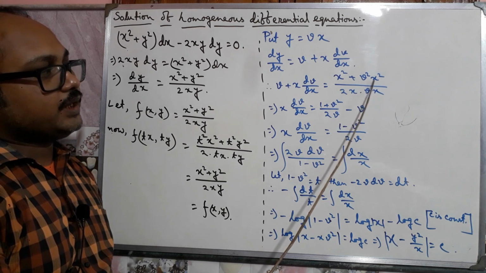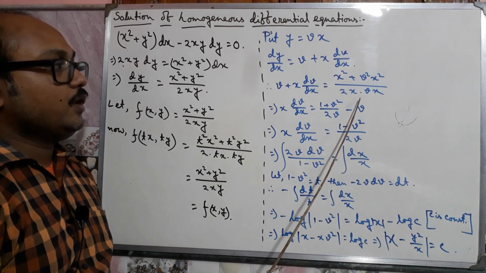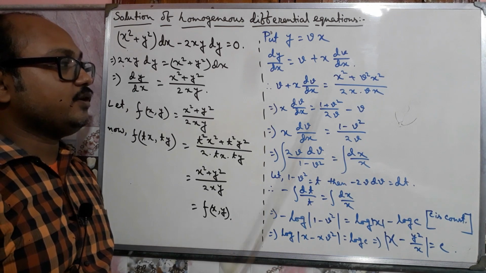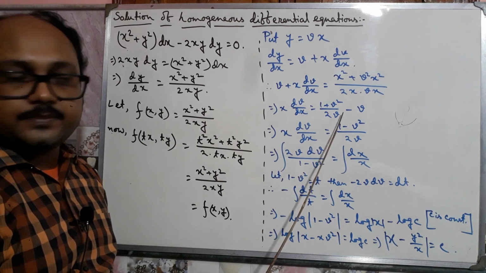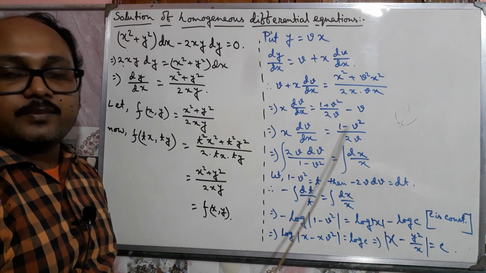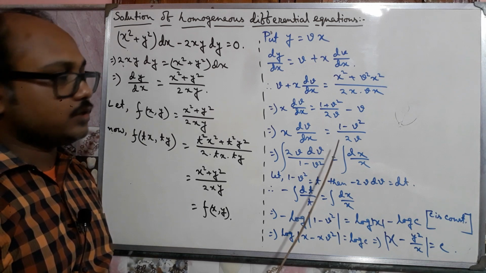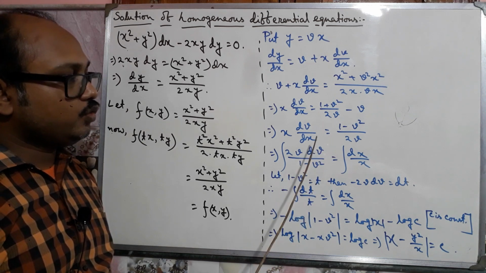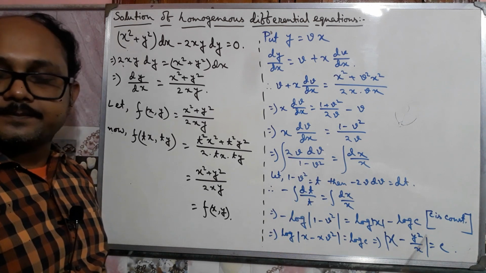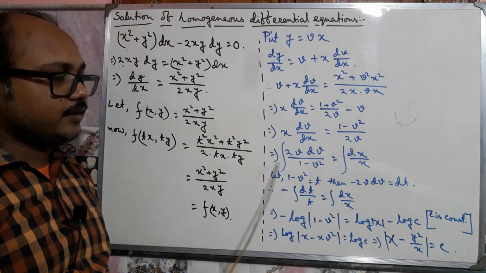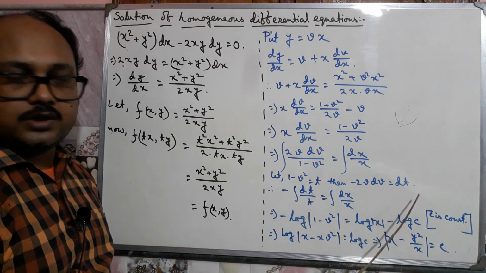Now, taking common x square in the numerator, it will be eliminated with the x square of the denominator. So, changing the side of v, it will be x dv/dx equal to (1 plus v square) by 2v minus v. By calculation, it will be (1 minus v square) by 2v. Now, separation of variables. Using the separation of variable, the next line will be 2v dv by (1 minus v square) is equal to dx by x. Now, integrating both sides, taking 1 minus v square is equal to t, then it will be minus 2v dv equal to dt.